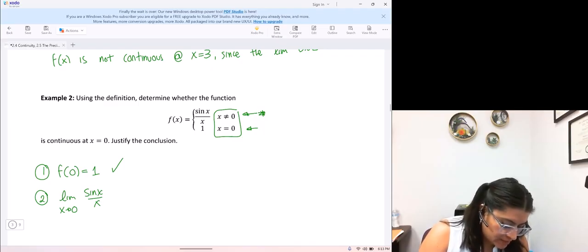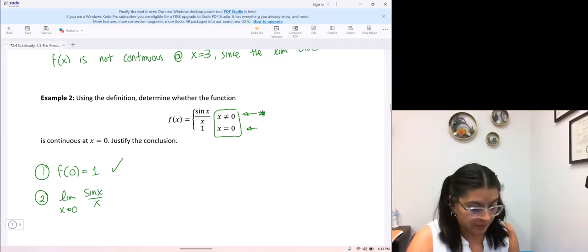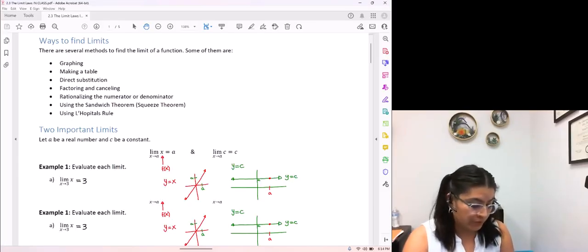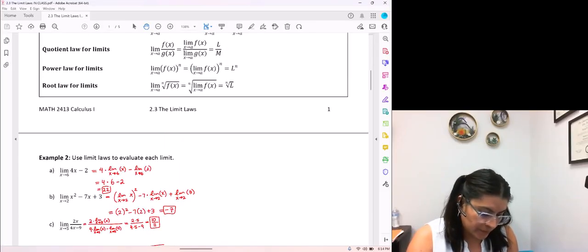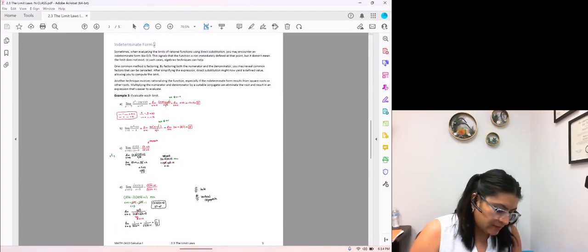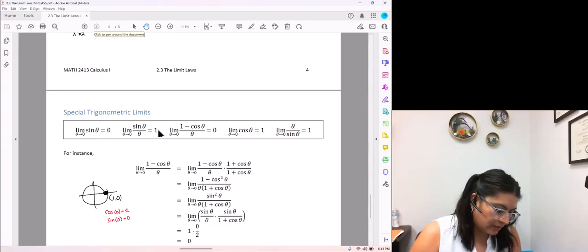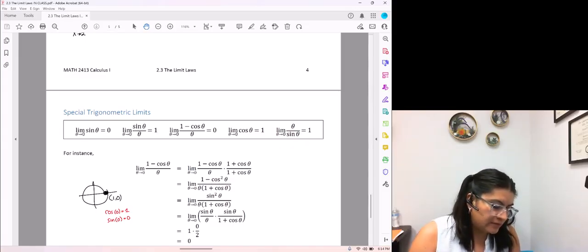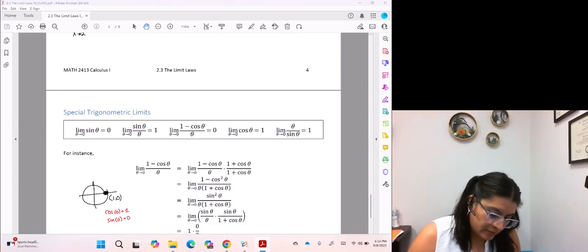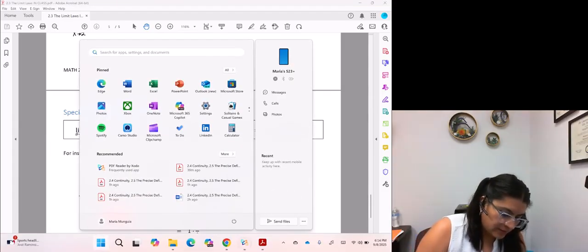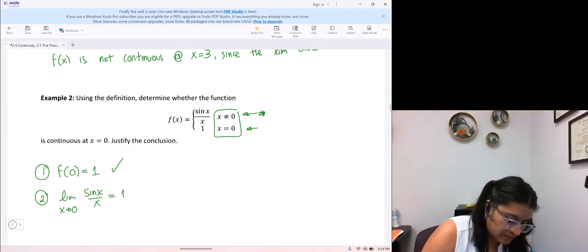Go back to your previous lesson, section 2.3. So this is our lesson 2.3. Let's go to the last page. See the special trig limits? The second one, it's exactly the second one. It says the limit of sine of theta over theta as theta approaches 0 equals 1. It's exactly what we have. So in this case, the limit is 1.